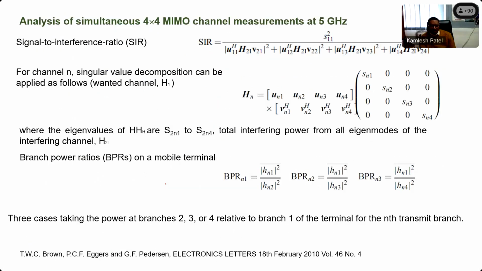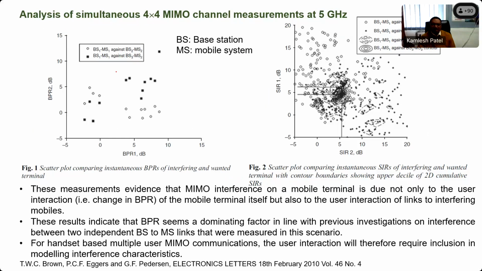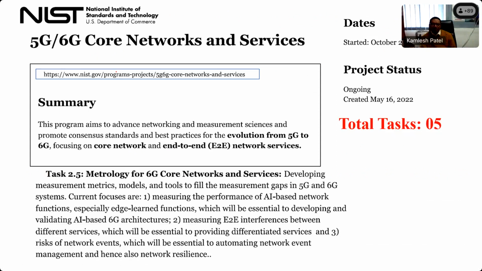Okay, so another report is given by Dr. Brown, and he has given new equations for the signal to interference ratio, SIR. This is the mathematical part. He also studied the performance of SIR for the 4x4 MIMO channel at 5 gigahertz measurement. Okay, so after this project from the European countries, let's look at what NIST has performed as a contribution to 5G metrology.